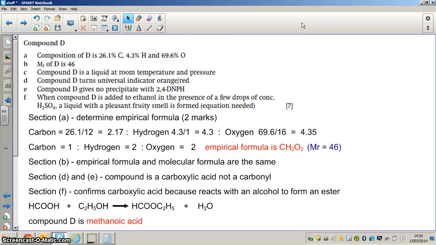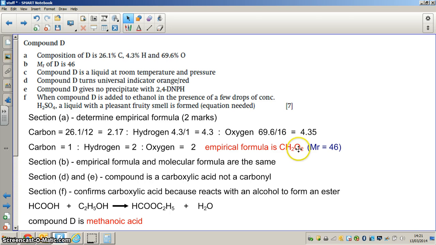Moving on to compound D, we follow the same structure in our response. First part of the question, identify the empirical formula. 26% carbon, 4.3% hydrogen, 69.6% oxygen. 26.1 divided by 12 gives us our carbon composition. 4.3 divided by 1 gives us our hydrogen composition, and 69.6 divided by 16 gives us our oxygen composition. Same rules apply, dividing these numbers through by the smallest number, which in this case is 2.17. We get a ratio of carbon to hydrogen to oxygen as 1 to 2 to 2. So our empirical formula in this case is CH2O2.